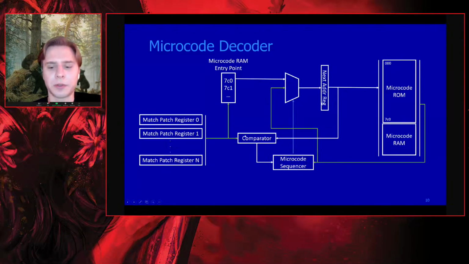The microcode decoder compares, on each step, the current address with the match patch register's value. And if the values are equal, the microcode transmits the execution sequence to the corresponding instruction in the RAM. It means that it looks like a hooking function, when you just splice the first instruction set.